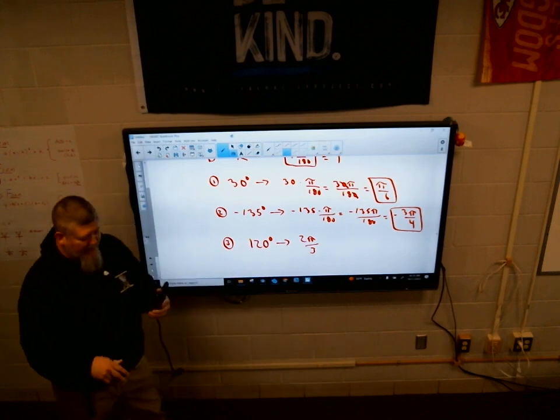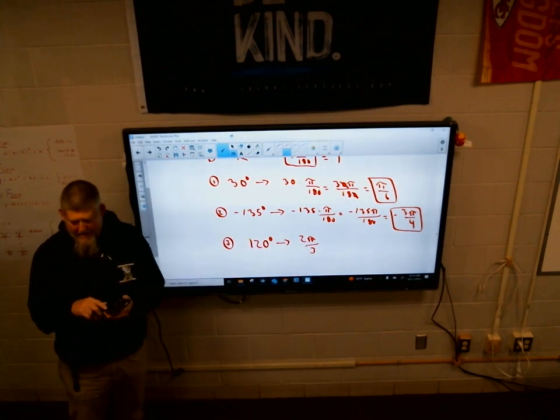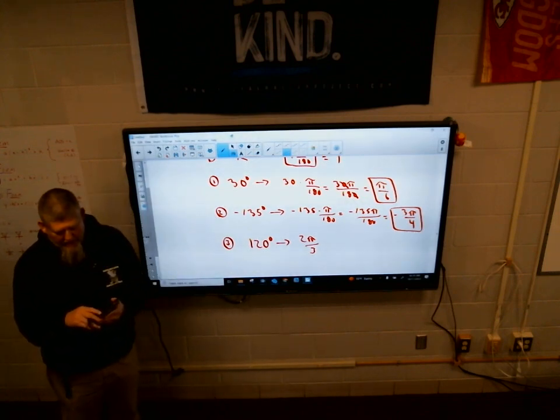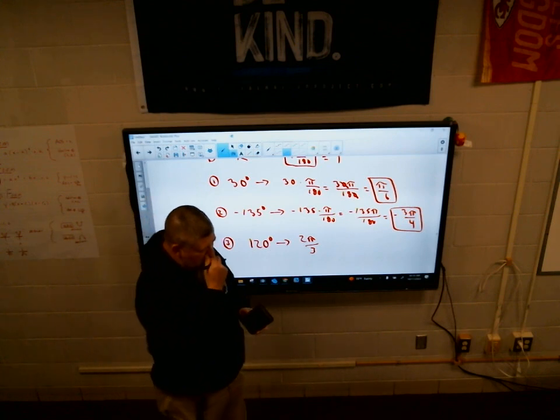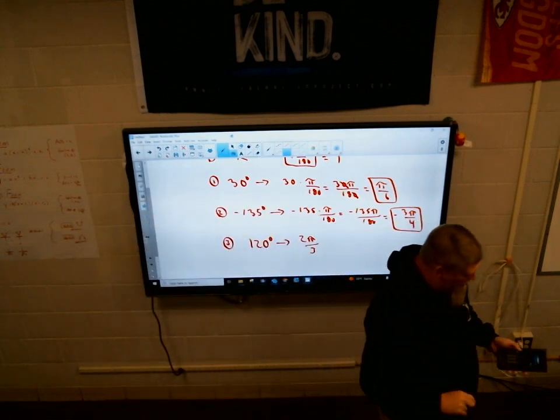But if you'd like to do that, if you go to the home screen, hit settings. There's a setting in there where you go from approximate to auto. Auto should give you decimal.